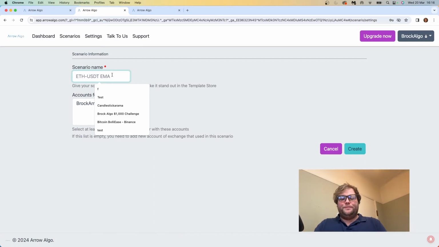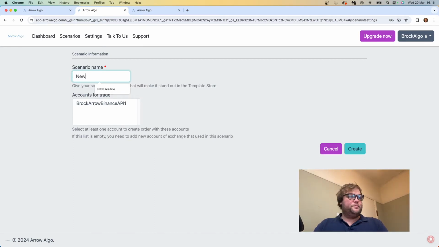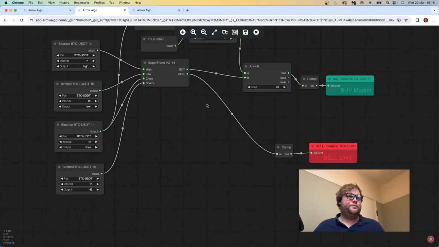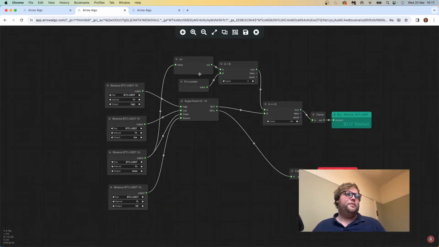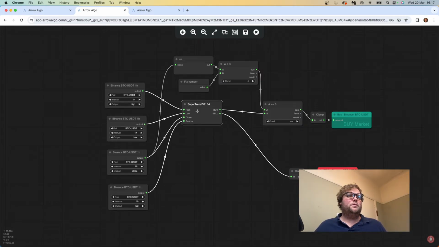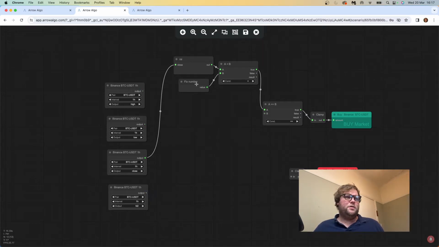So our new scenario. I'm going to set it up and give it a name. This is the default template that comes up anytime you open a new scenario, just to give a little idea of the kind of things you can do. It sets up with a super trend and an RSI.